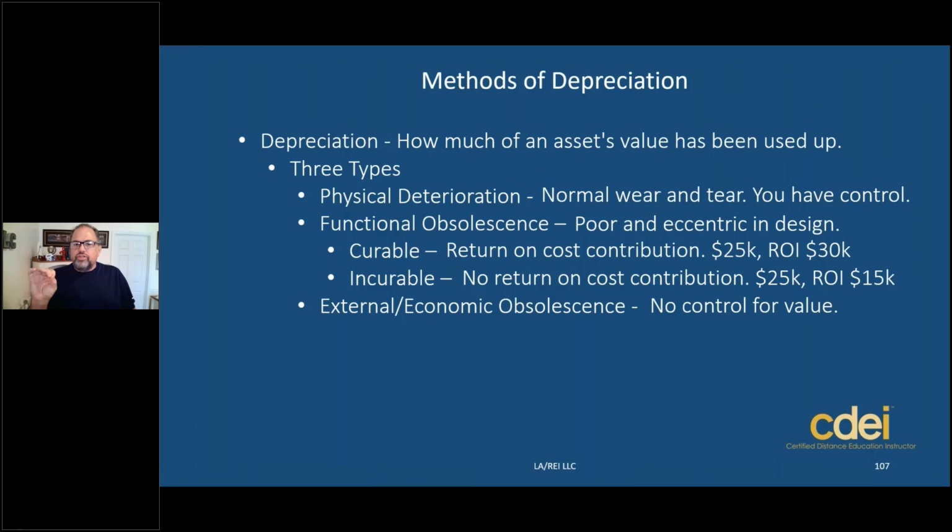These 3 terms and principles you need to know for the state exam, okay? Remember, physical deterioration you have control over, you're just maintaining the property. Functional obsolescence, does it make sense? Does a house flow? 4-bedroom, 1-bath? No, that's functionally not going to flow well. So I've got to put a cost contribution. If it brings back greater than my cost, it's curable. If it brings back the value less, it's incurable. And then external and economic obsolescence, you have no control over. That's just what happens outside your survey lines, and it's going to affect the value of your property, okay?